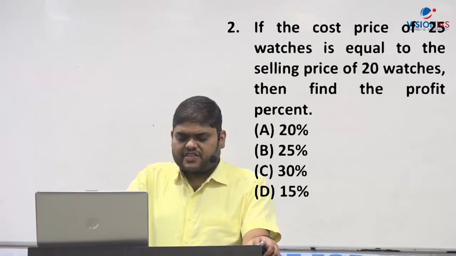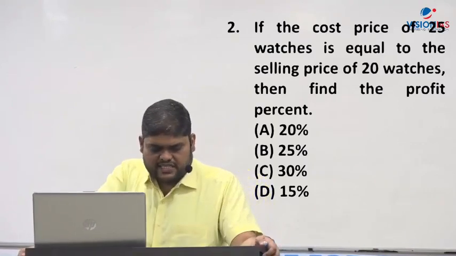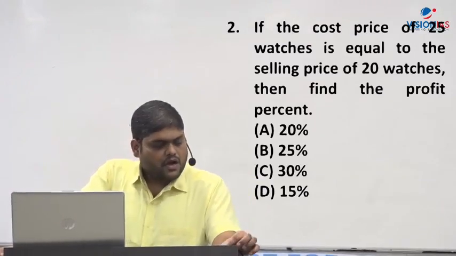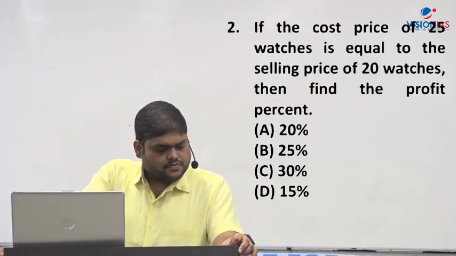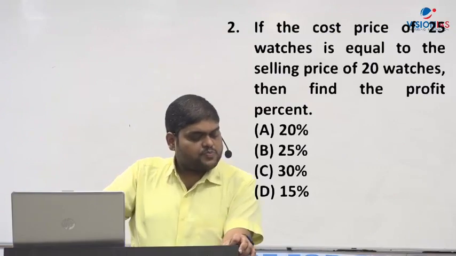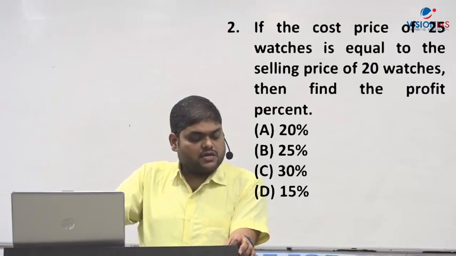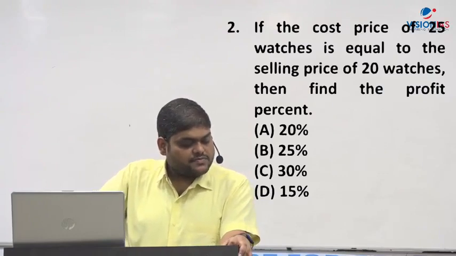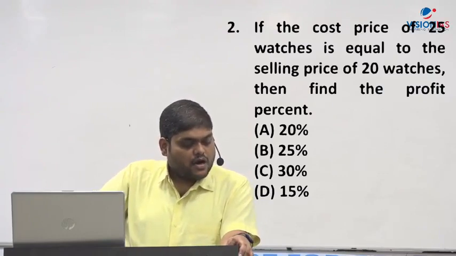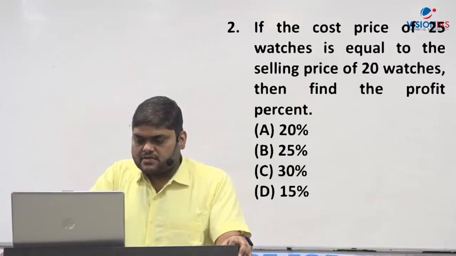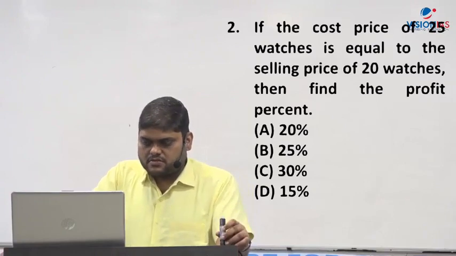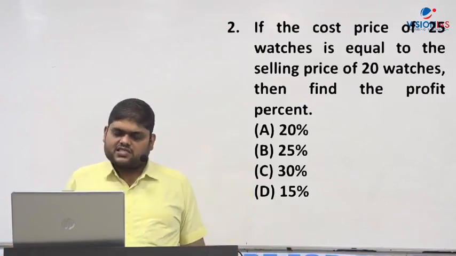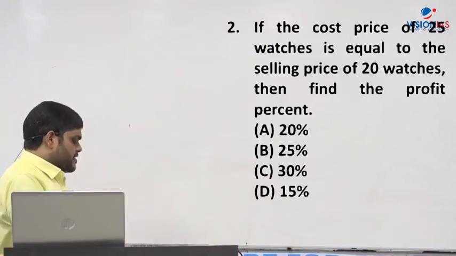I will repeat the fish question at the end of the class, don't worry. Attempt this question. If the cost price of 25 watches is equal to the selling price of 20 watches, find the profit percentage. A simple one. What is the question saying?